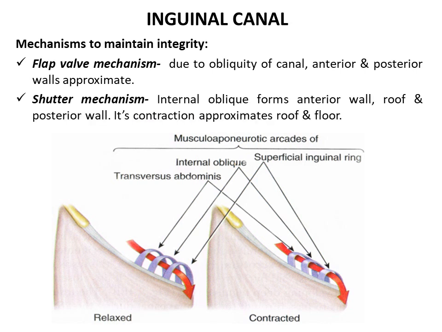The shutter mechanism. The internal oblique muscle which forms the conjoint tendon forms the anterior wall, roof and posterior wall of the inguinal canal. It acts as a flexible mobile arch. Hence, when it contracts, the roof is pulled and approximated to the floor like a shutter.